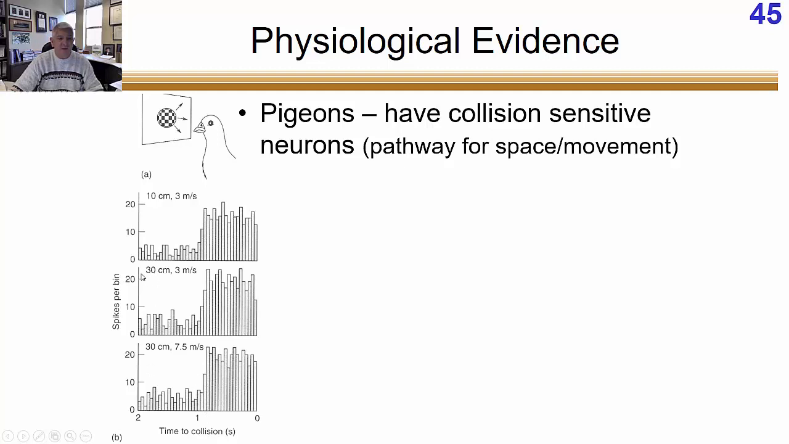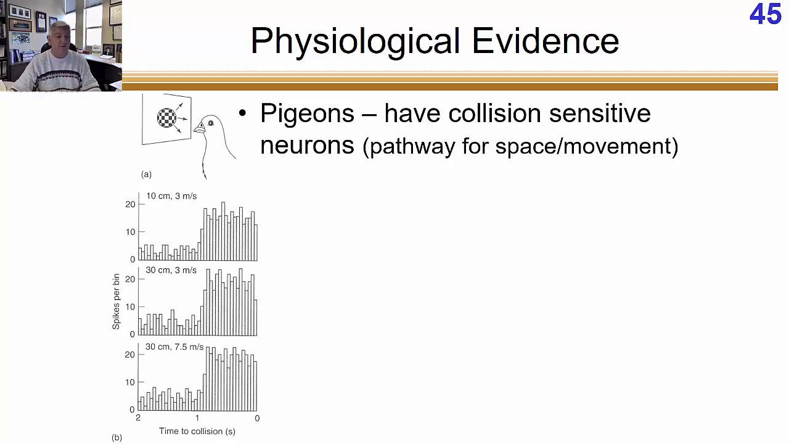Or if we keep the size the same, 30 centimeters, and we change the speed of the ball, make it more than twice as fast, this pigeon's still able to have that neuron fire that says you have 1 second to change, right?